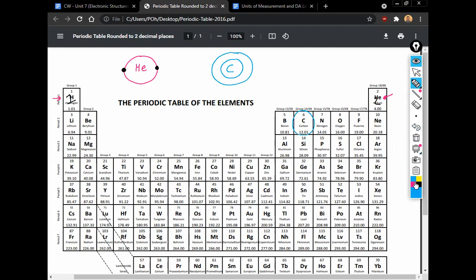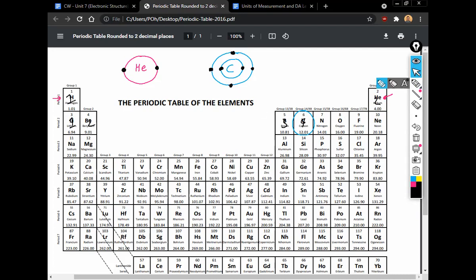We have to fill in the electrons from the inside out. We said the first shell can only hold 2 electrons, so we draw 2 electrons in the first shell. Carbon is box number 1, 2, 3, 4, so it's going to have 4 electrons in the valence, or outermost, shell. So these are the shell models for helium and for carbon.